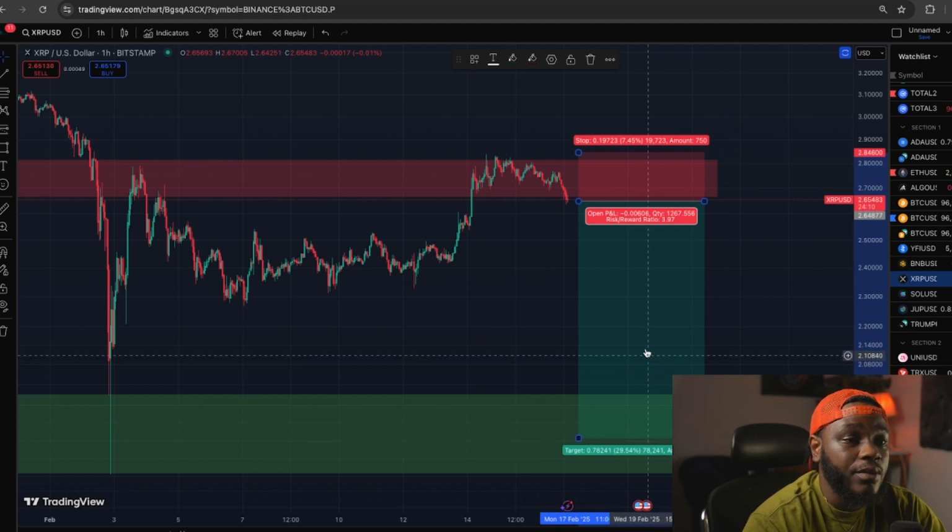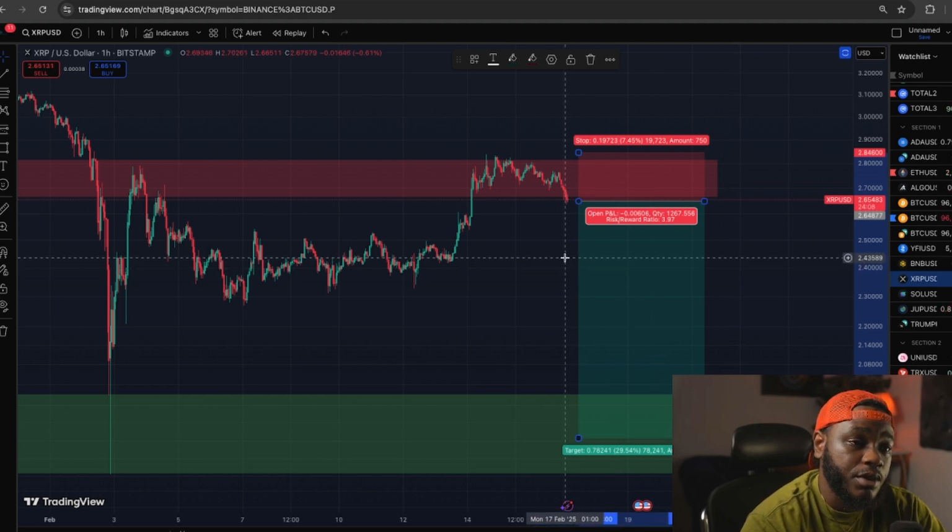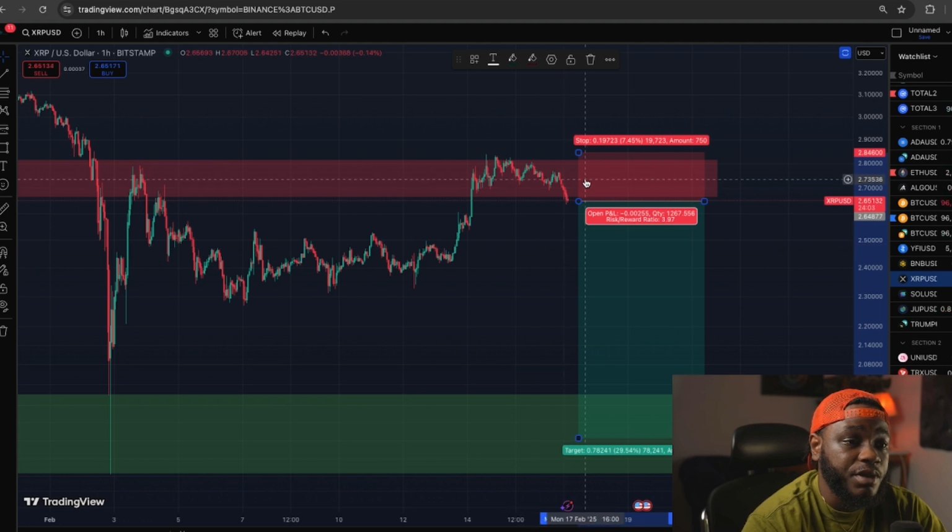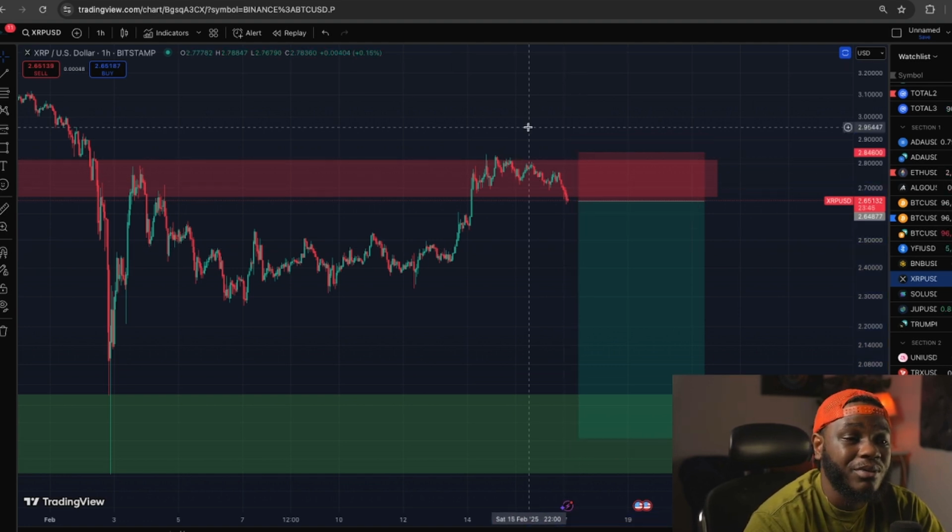So with this now, I can decide, okay, what leverage do I want to use? I obviously cannot use anything too high because my stop loss is really, really wide. Most of the time when I'm trading, I don't like my stop loss to be more than 30% of my trading capital or whatever it is that I'm trading.